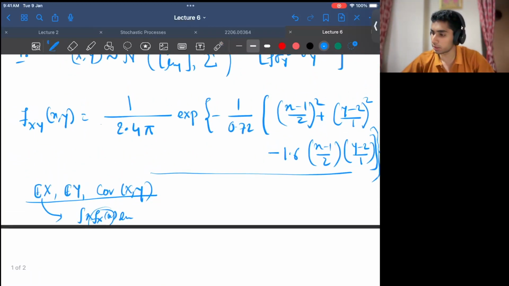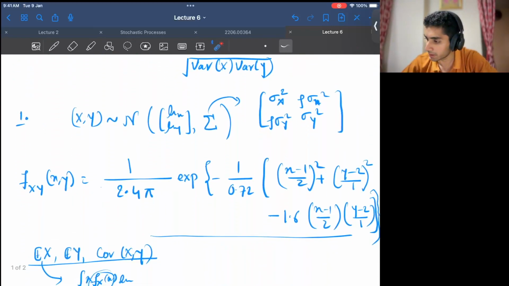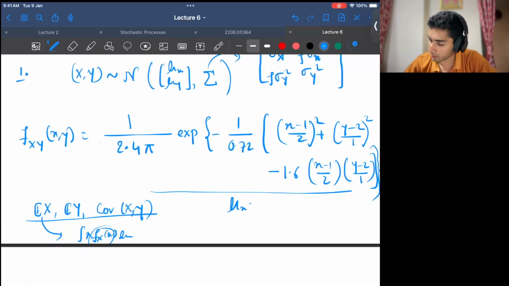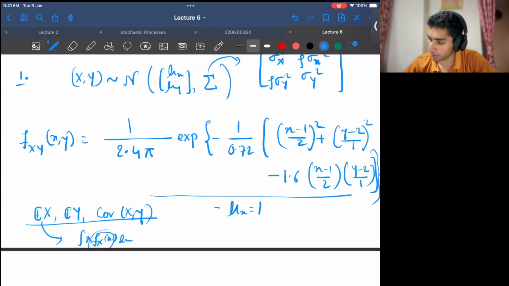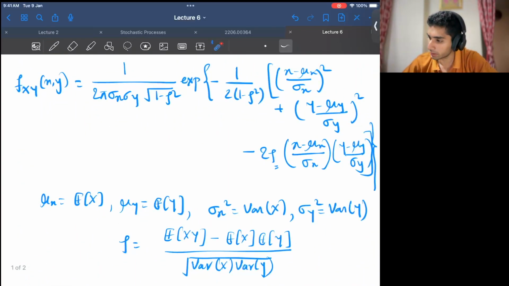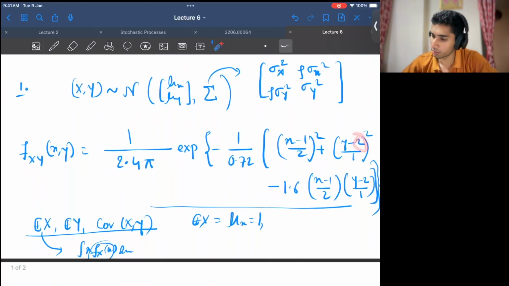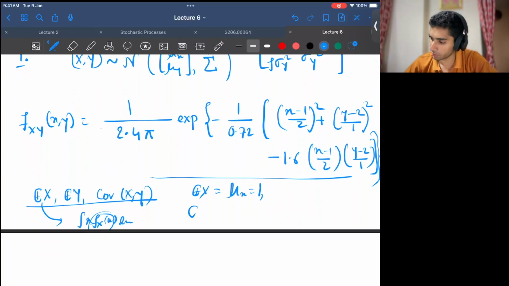If you see the thing that is subtracted from x, which is mu x, what is that thing here? It's 1. So you can say that your mu x is equal to 1, which is your expected value of x. Then the thing that is subtracted from y is mu y. What is that? That is given to you to be 2. So expected value of y is given to you to be 2.